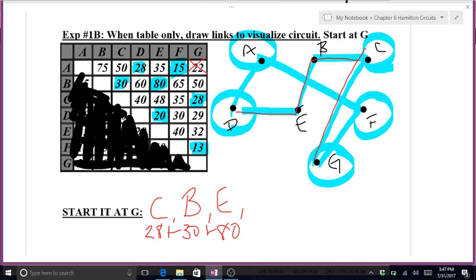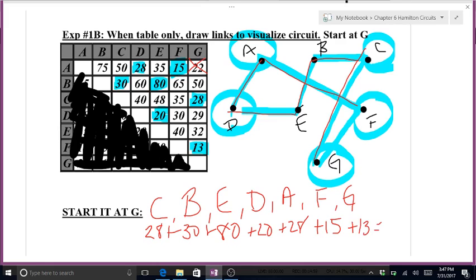From E we go to D. E to D is 20. D to A. D to A is 28. From A to F, that's 15. And F back to G is 13.